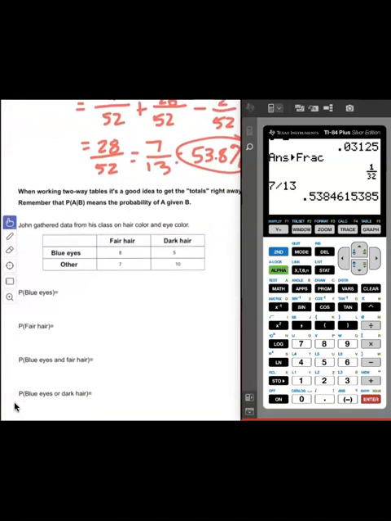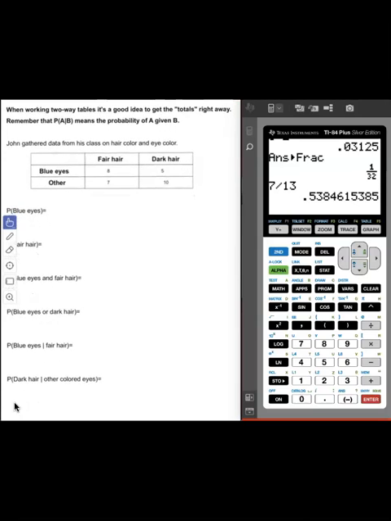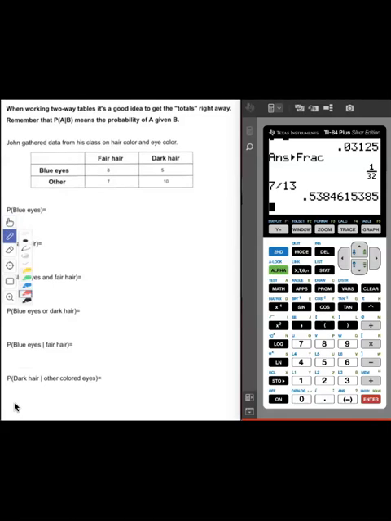Next up was something called a two-way table. When working with two-way tables, it gives you multiple variables all in one space, but what you need to try to do is you need to try to get the totals right away. That's going to be your smartest bet, which means adding some columns up. So in this, it's people that either had blue eyes or some other color, fair hair or dark hair. So light hair or dark hair. So we want to get the totals of all these, which means add across. So I want to add up everybody that has blue eyes. That's 8 plus 5, which is 13.